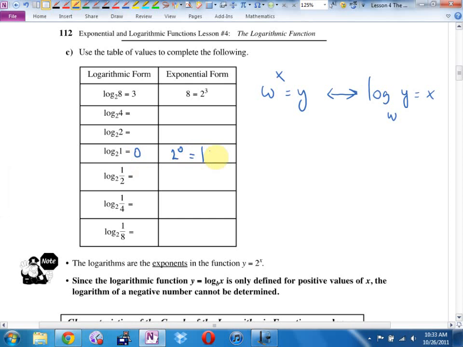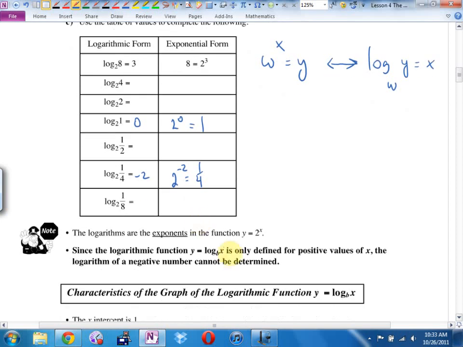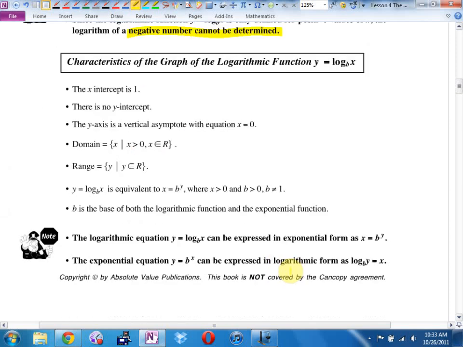Oh, let's try this one here. The log base 2 of 1/4 equals what? 2 to the negative 2 equals 1/4. The log answers are the exponents. Oh, and since the domain of the log function, the x's were greater than 0, as it turns out, you can't take the log of a negative. You'll get an error on your calculator once I show you how to use your calculators. What are the characteristics? So this is, again, one of those little pages that you might want to dog ear or footnote or bookmark. It says this.